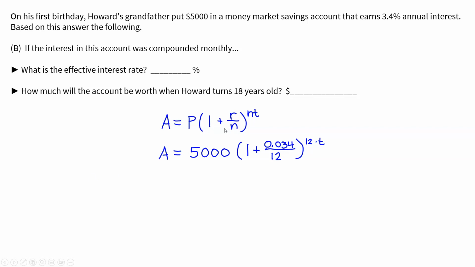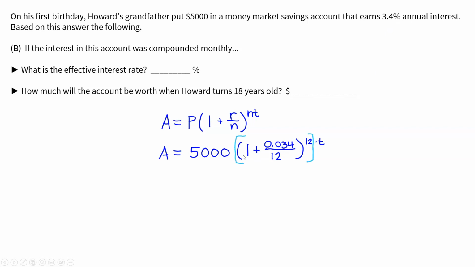So when you deal with the next one, part B, and it says compounded monthly, the only thing that's going to change from what we had before is that the value of N is now 12. It's being compounded 12 times a year, which means that you're taking your interest rate, splitting it in 12 pieces, and applying it 12 times during the course of the year. Here's why this makes it a little bit different as far as the effective rate goes. Yes, you have 3.4% annual interest yearly.